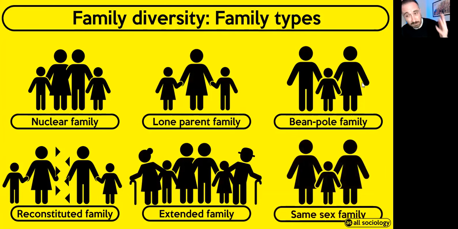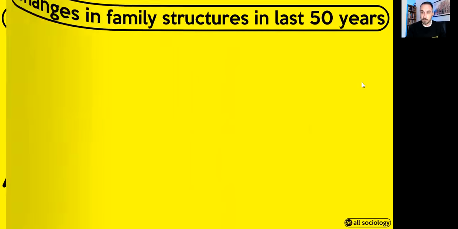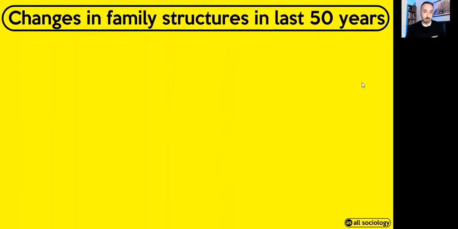And then the final one, pretty self-explanatory, it's same-sex families. So any family, doesn't matter how many children, but it's of partners, adult partners that are of the same sex. So two men or two women, for instance. So 6 types of families there that hopefully will give you a bit of a background as to types of families we can talk about when we're talking about things like changes in family structures.